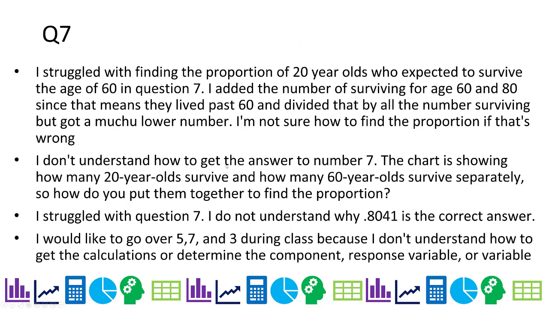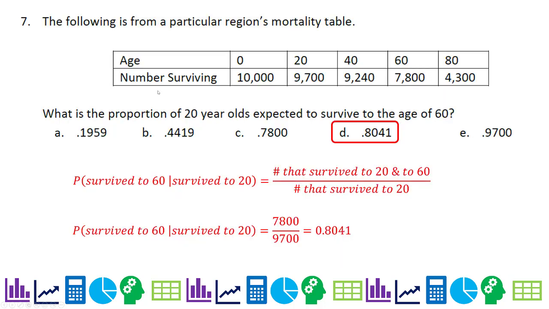Question 7: struggling with finding the proportion of 20-year-olds who expect to survive to the age of 60. I added the numbers surviving for age 60 and 80 since that means they live past 60 and divided that all by the number surviving, but got a much lower number. I'm not sure how to find the proportion if that's wrong. I don't understand how to get the answer to number 7. I struggle with number 7. Let's go ahead and do number 7.